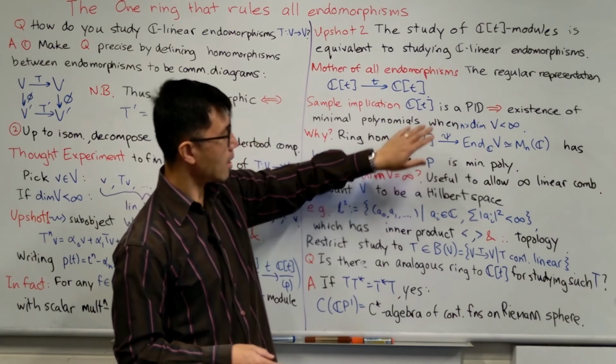So we see here quite simply that the fact that C[t] is a principal ideal domain gives you this minimal polynomial. Okay, so let's move on and see, this is nice, but where can we go from here? So what happens if the dimension of V is infinite?